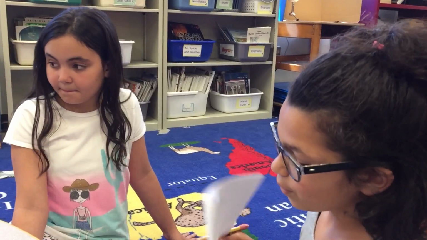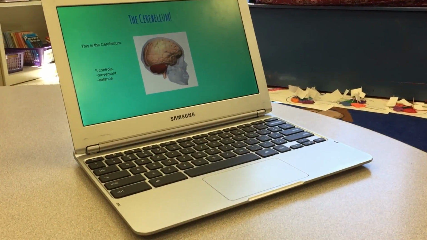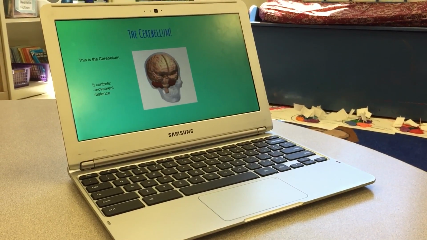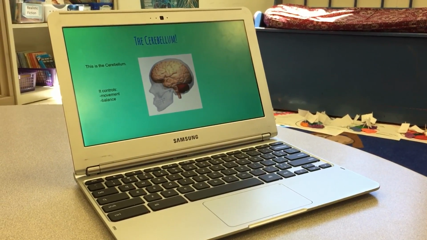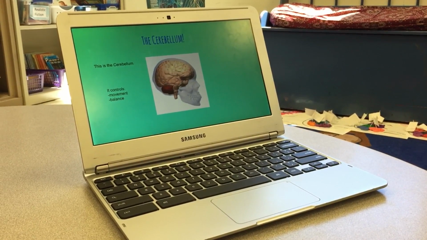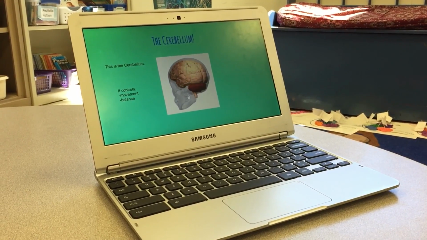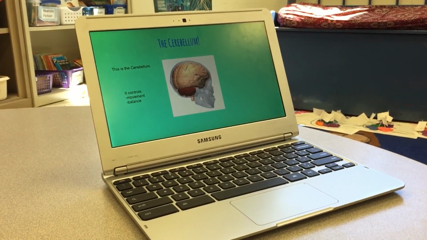Next up, what is the cerebellum? Okay, this is what it says. The cerebellum controls movement and balance. So, the cerebellum helps you with two things. Do you remember? Easy. I just write the same thing. The cerebellum controls movement and balance.